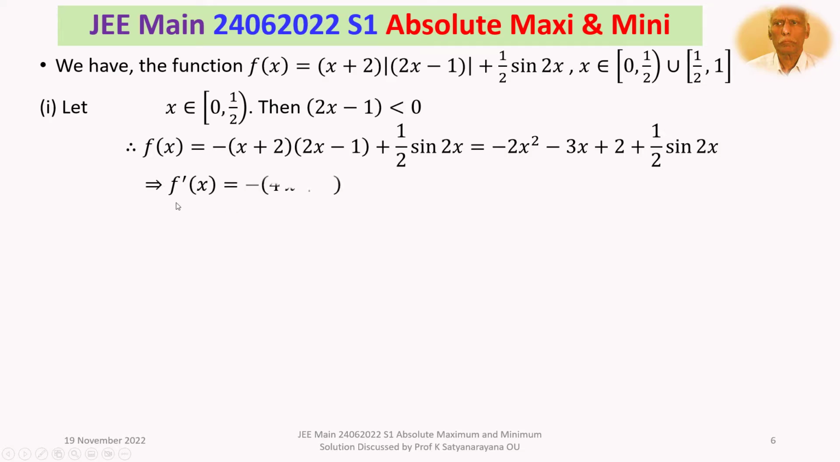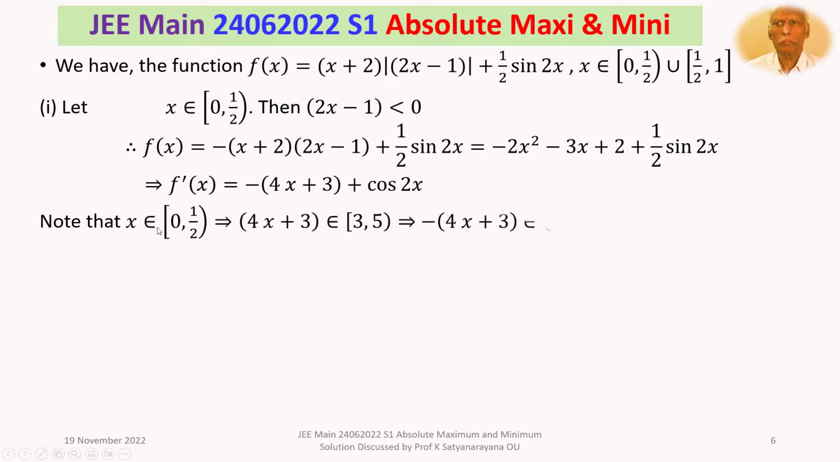So take the first derivative, f prime x is equal to minus 4x minus 3 plus 1 by 2 into 2 cos 2x, 2 cancels, minus of 4x plus 3, plus cos 2x. Now, note that in this interval x belongs to 0 to 1 by 2, 4x plus 3 will belong to 3 to 5. When x is equal to 0, it will be 3. When x is equal to 1 by 2, it is 5. 3 to 5, and it is open at the 1 by 2 end, therefore open at the 5 end, and closed at 0 end, therefore closed at 3 end.